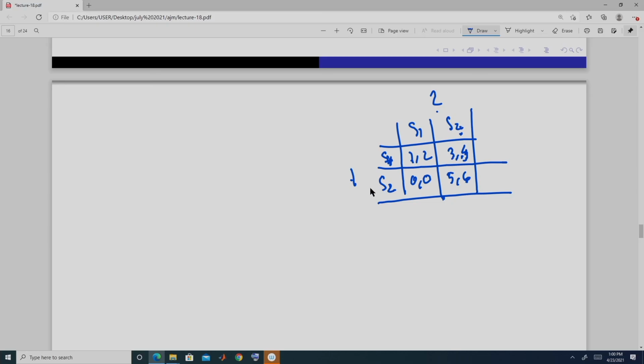So, here firm 1 is choosing S2. When firm 1 is choosing S2, firm 2 is going to choose S2. So, that is why this is a Nash equilibrium, a pure strategy Nash equilibrium.